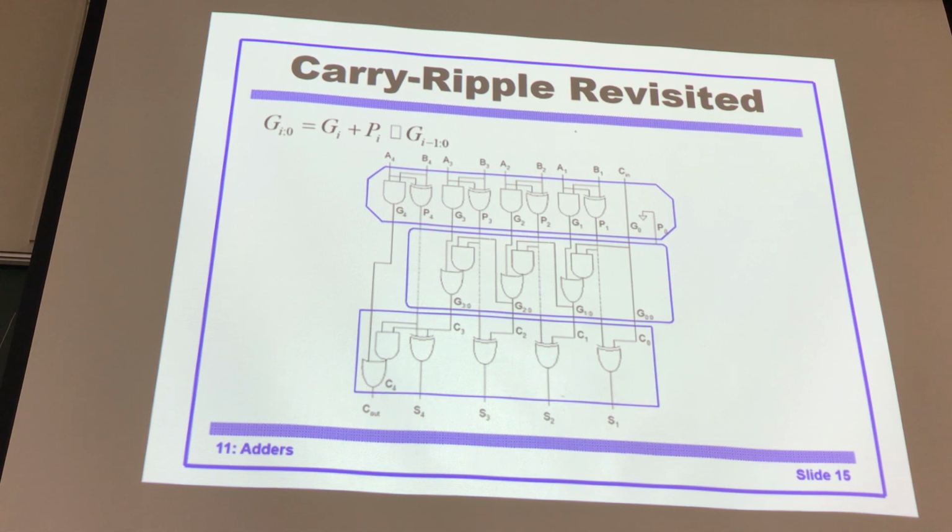Let's say 1 plus 1. A1 is 1, B1 is 1. The carry in is 0. Then what are the carry propagate and generate? Carry generate will be 1, carry propagate will be 0. Is that right? And then, because the carry in is 0, in the end you are going to get carry out 1.